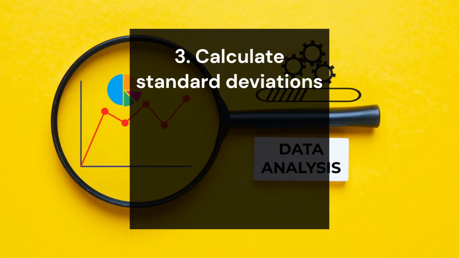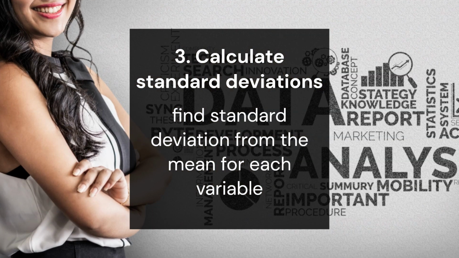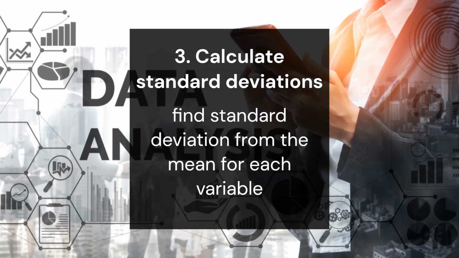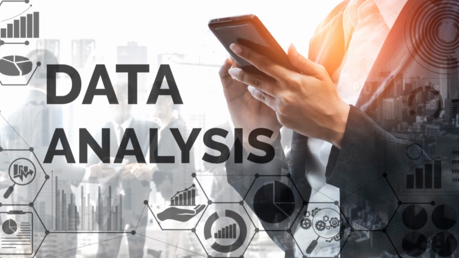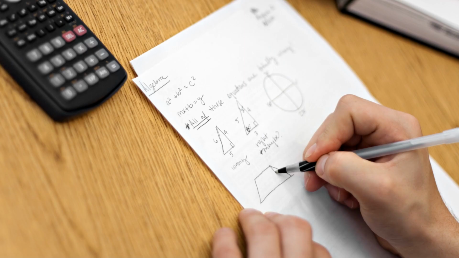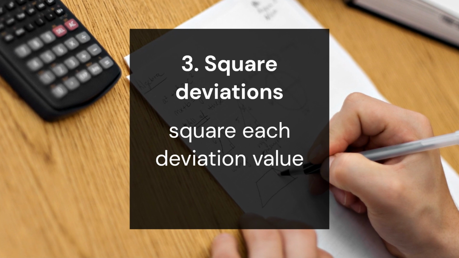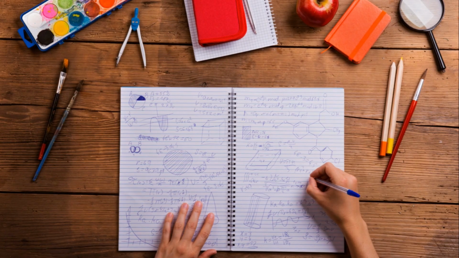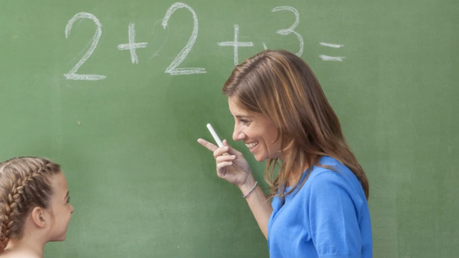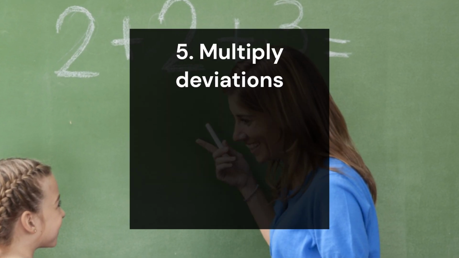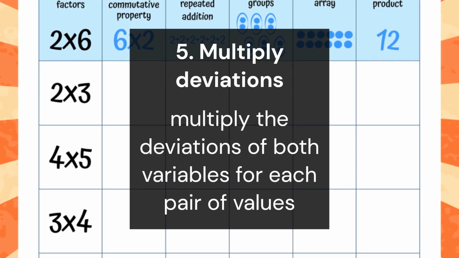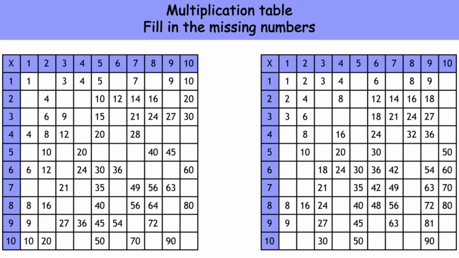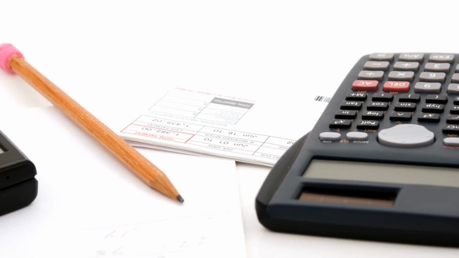Now, we need to calculate the deviations from the mean for each variable. This means figuring out how much each value differs from the average. If a test score was 80 and the average was 70, the deviation would be 10. Next, we square these deviations. So, in our example, 10 squared gives us 100. We do this for all the deviation values. The next step is to multiply the deviations of both variables. So if the deviation for hours studied was 2, and the deviation for test scores was 10, we'd multiply 2 by 10 to get 20.